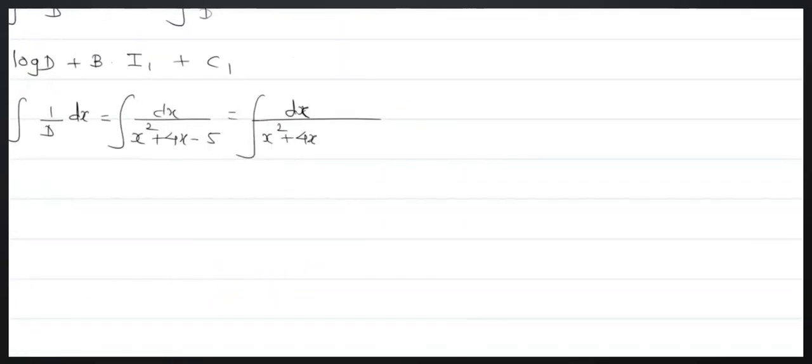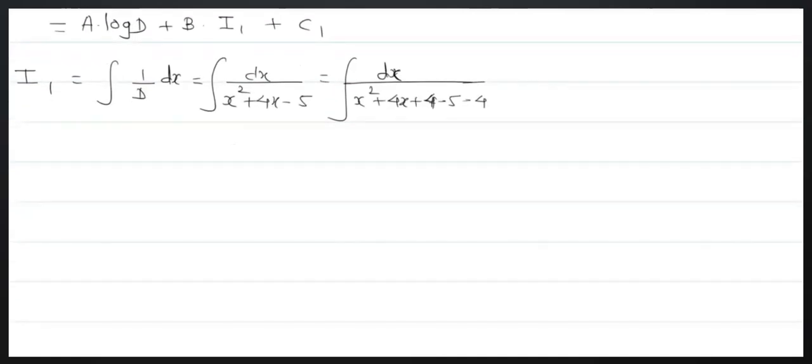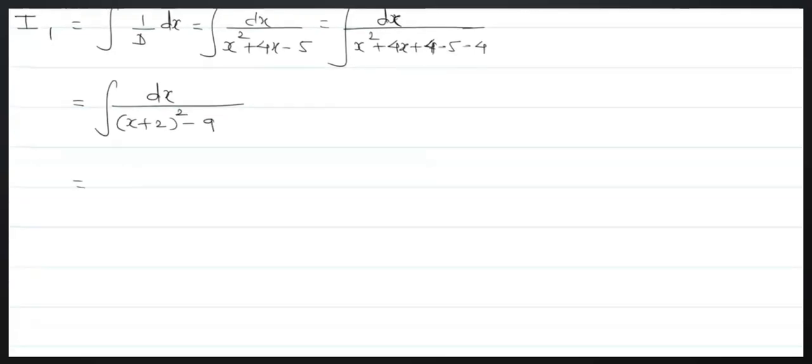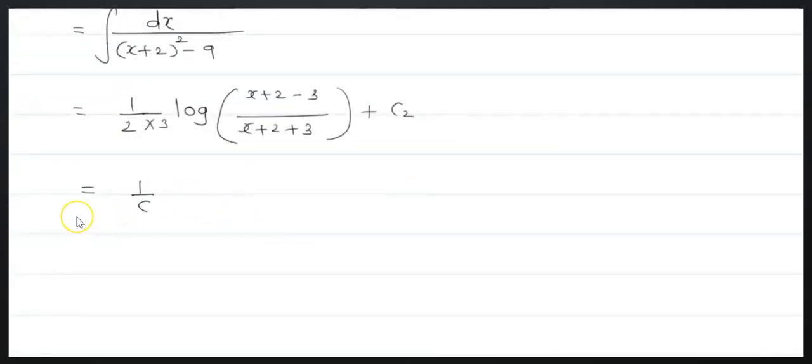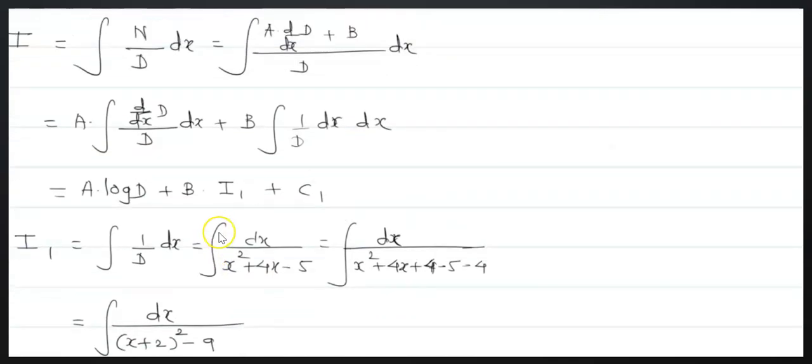Integral x square plus 4x minus 5. It's expressed, the second term is 4, add plus 4 minus 4. That is integral dx upon x plus 2 bracket square minus 3 square. 1 upon 2a, so that is 1 upon 2 into 3 log of x plus 2 minus 3 upon x plus 2 plus 3 plus c2. That is equals to 1 upon 6 log of x minus 1 upon x plus 5 plus c2. This is the I1.